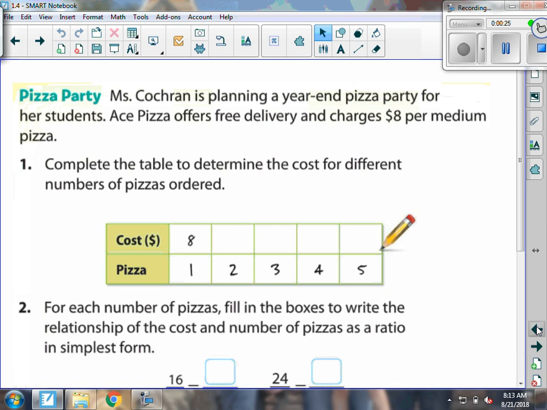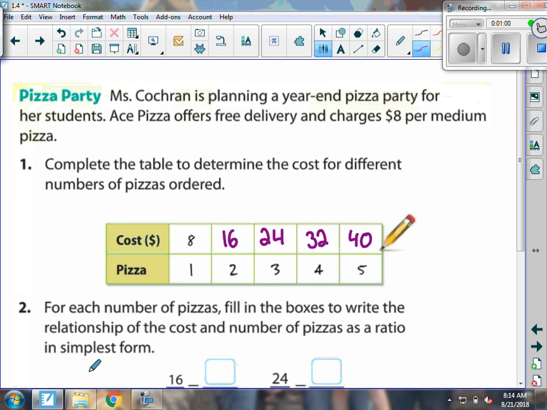Miss Cochran is planning a year-end pizza party for her students. Ace Pizza offers free delivery and charges $8 per medium pizza. Complete the table to determine the cost for different numbers of pizzas ordered. So if she orders one pizza, it's going to be $8. If she orders two pizzas at $8 each, it'll be $16. If she orders three pizzas, it'll come to a total of $24. If she orders four pizzas, it'll be $32. And if she orders five pizzas, it'll be $40.